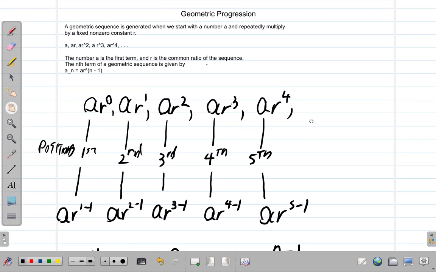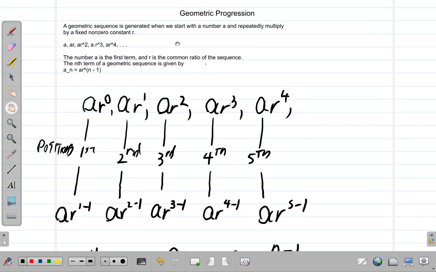So remember now, you start with a certain number, we call it A, right? And you get the next number by multiplying A by a constant. Our constant is what we call R, which is a common ratio.